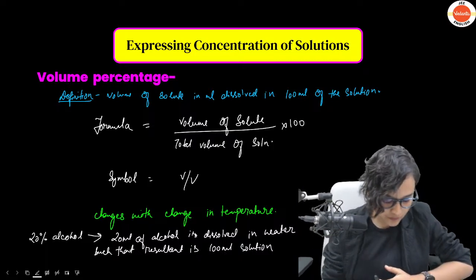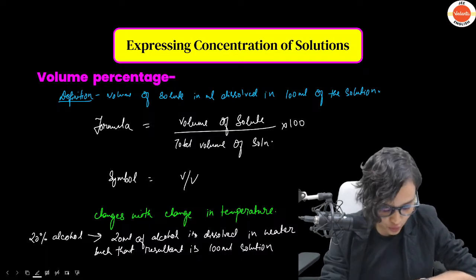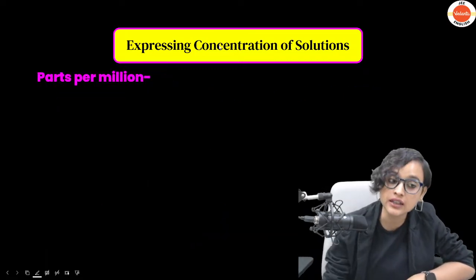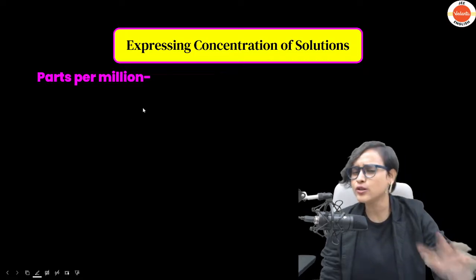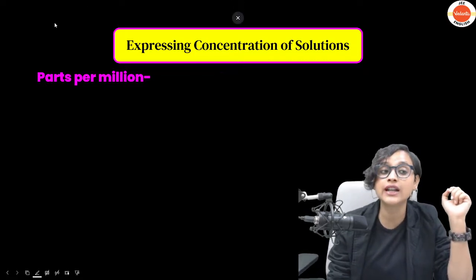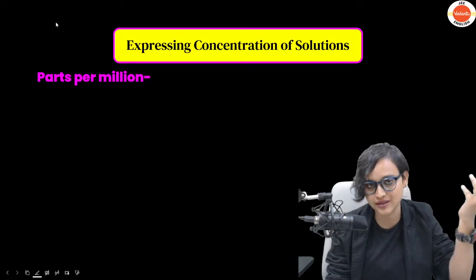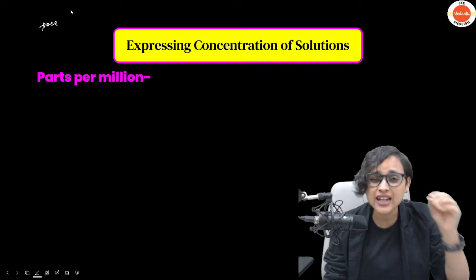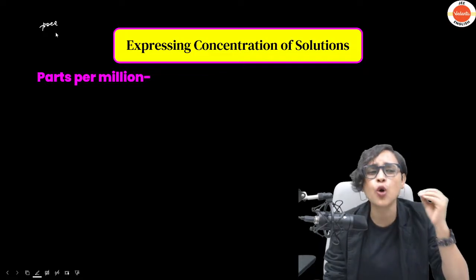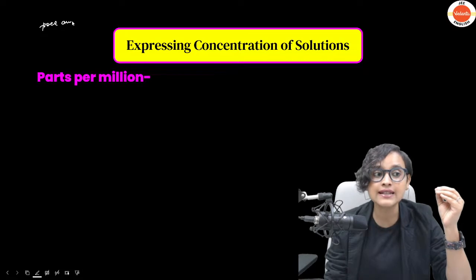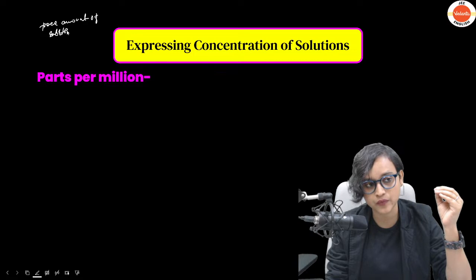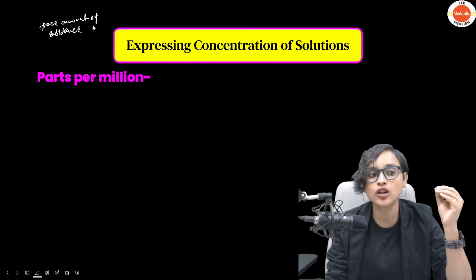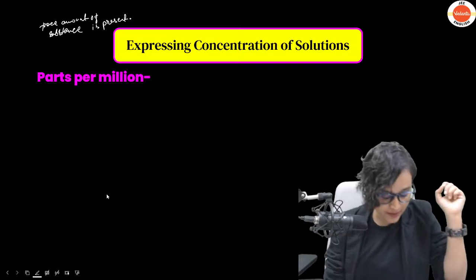Yes, is this clear? Chalo, in that case, now let's go to parts per million. What is parts per million? When do we talk about parts per million? Whenever there are very trace amounts of substances present, that is very small quantity, that's when we talk about parts per million.